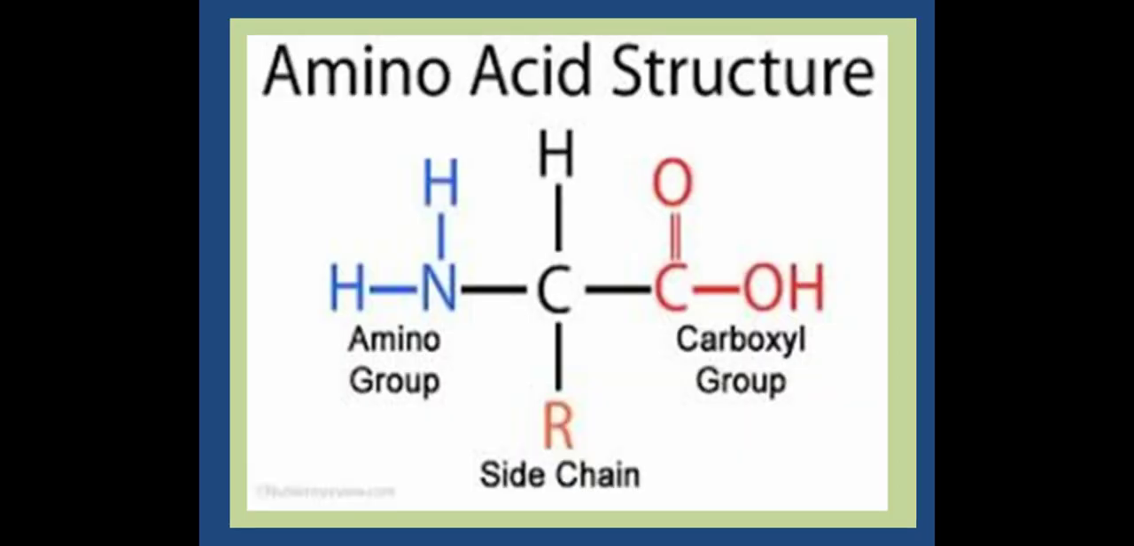Amino acid structure. This is the general structure of an amino acid. Each amino acid possesses a carboxyl group and an amino group. The R stands for the side chain, and a hydrogen atom is also present. The side chain may be as simple as a hydrogen atom, or it may be a methyl group, or it may be a more complex structure.